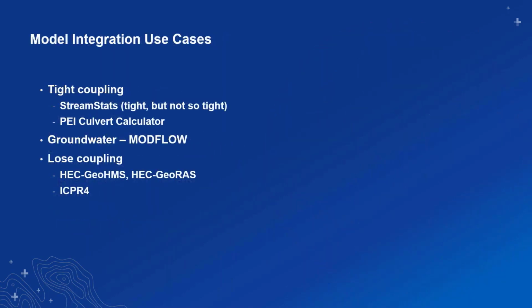The specific model integration use cases we'll discuss include StreamStats that we talked about last time, a culvert calculator example that extends hydrologic modeling into engineering design, and MODFLOW integration as an example of how to integrate groundwater models. Then we'll talk about surface hydrology and hydraulics through HEC-HMS and HEC-RAS, and finally look at fully integrated H&H modeling through ICPR that Pete and Warren will cover.